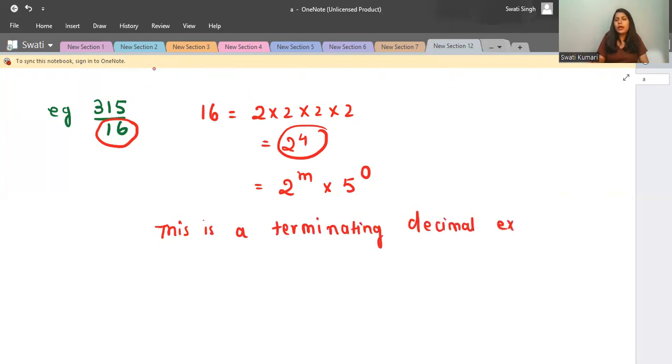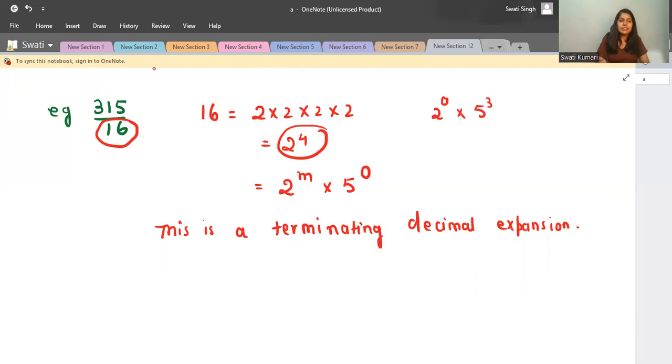Now, suppose you have a fraction where you are getting just 5 raised to 3. Now, this is again a terminating decimal expansion. Why? Because here you cannot see 2, but somewhere 2 is present with a power 0. So remember that if you're getting either 2 or just 5, it is still a terminating decimal expansion. If you are getting anything other than 2 and 5 in the denominator as a prime factor, then it is not going to be a terminating decimal expansion. It will become a non-terminating decimal expansion.